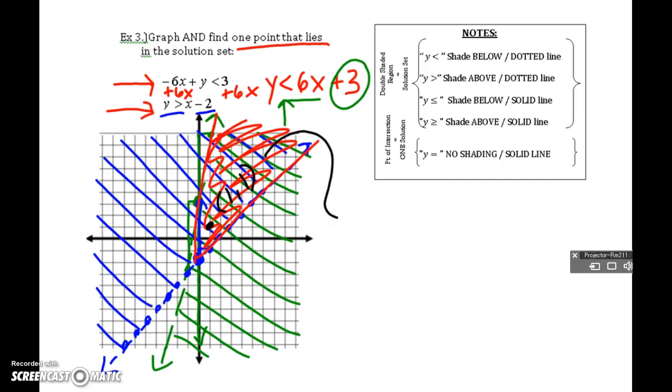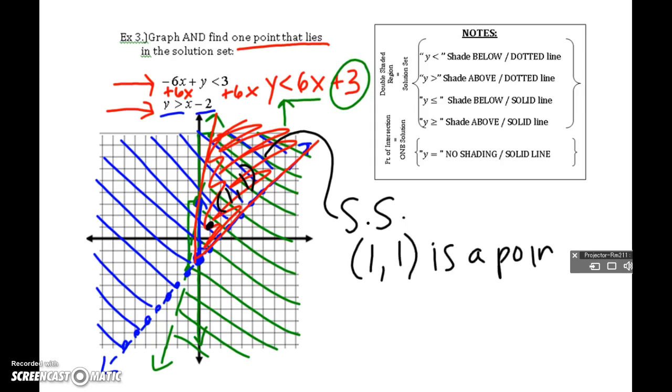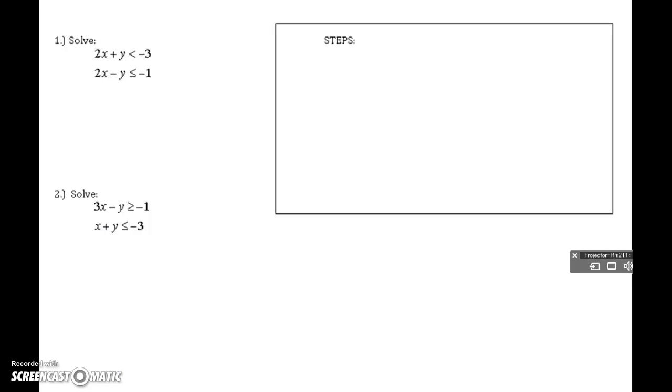So here's my solution set. And 1, 1 is a point in the solution set. And I'm done. So you have a few examples that you need to work through yourself. At the end of the packet, there's also a way to solve without graphing.